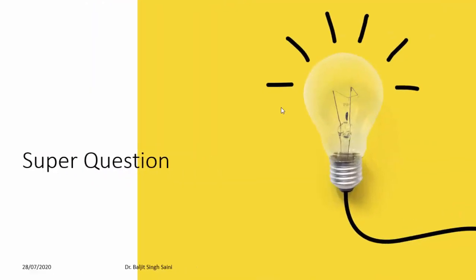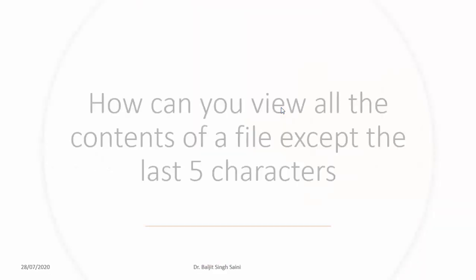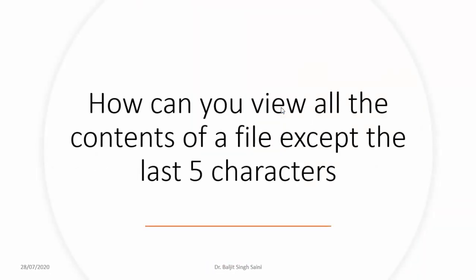Now finally let us try a couple of questions based on whatever we have done so far. The first question is, how can you view all the contents of a file except the last 5 characters? Pause the video and try it out. So I hope you got it correct. The answer is head -c -5 and then the file name.